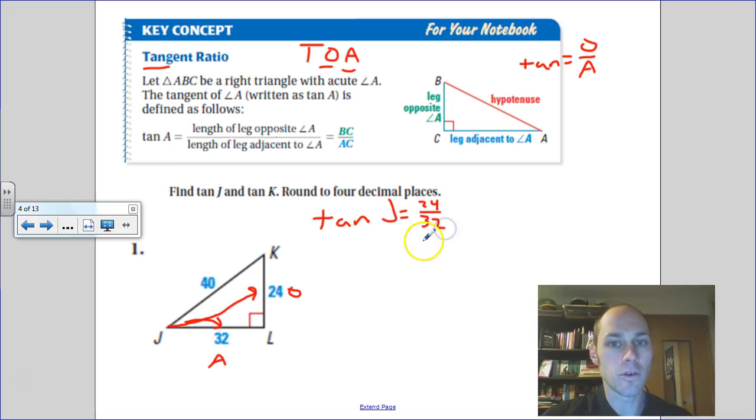And we can round it to 4 decimal places. So 24 divided by 32 is 0.75. So the tangent of J equals 0.75.